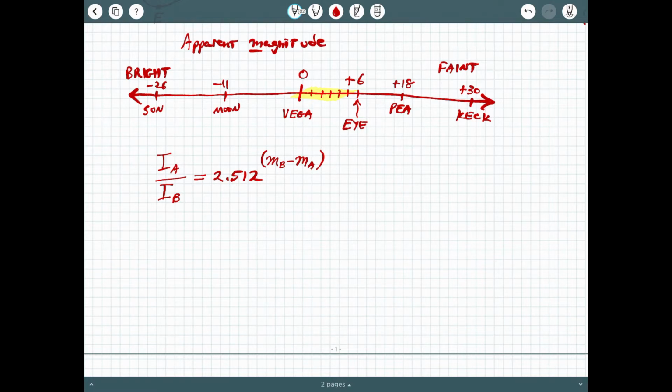you'd consider the moon intensity A, Vega intensity B, and you'd set that ratio equal to 2.512 to the power of the magnitude of Vega, which is 0, minus the magnitude of the moon, which is negative 11. So it would be 2.512 to the 11th power, and you'd see just how many times brighter the full moon is than the star Vega in our sky. And note that this is all relative to our position here on Earth.